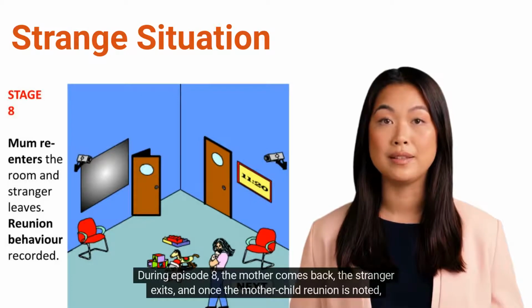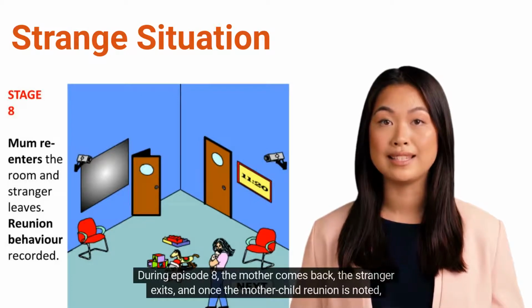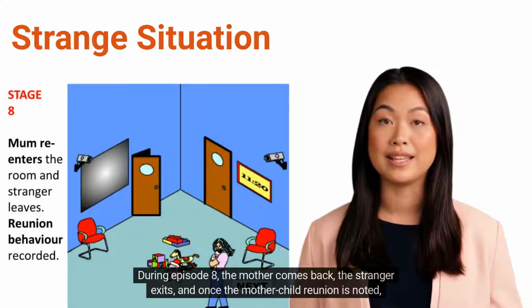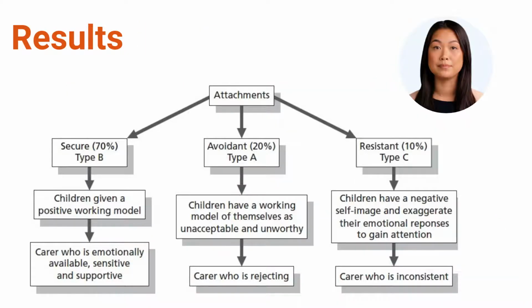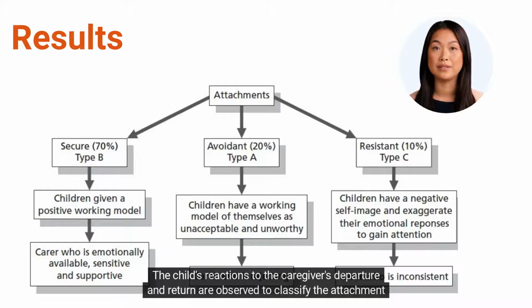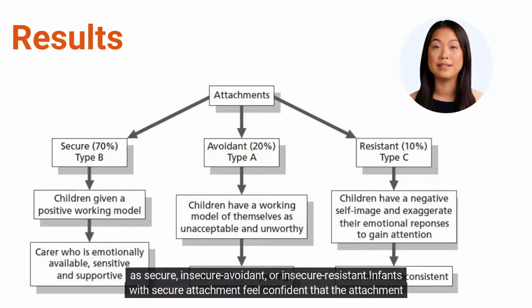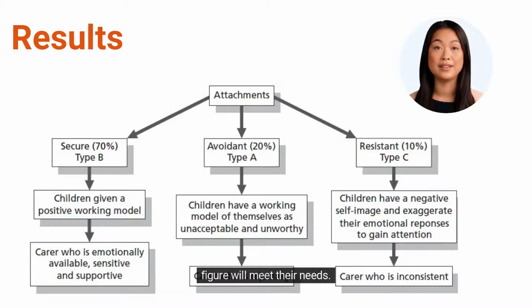During episode 8, the mother comes back, the stranger exits, and once the mother-child reunion is noted, the scenario is concluded. The child's reactions to the caregiver's departure and return are observed to classify the attachment as secure, insecure avoidant, or insecure resistant. Infants with secure attachment feel confident that the attachment figure will meet their needs.